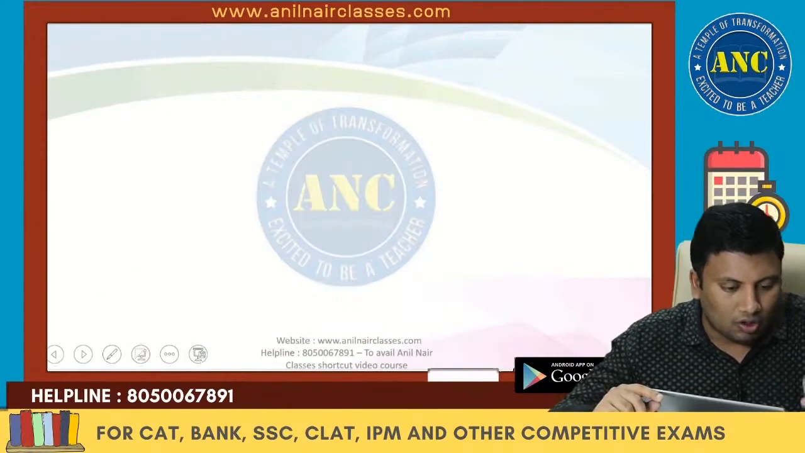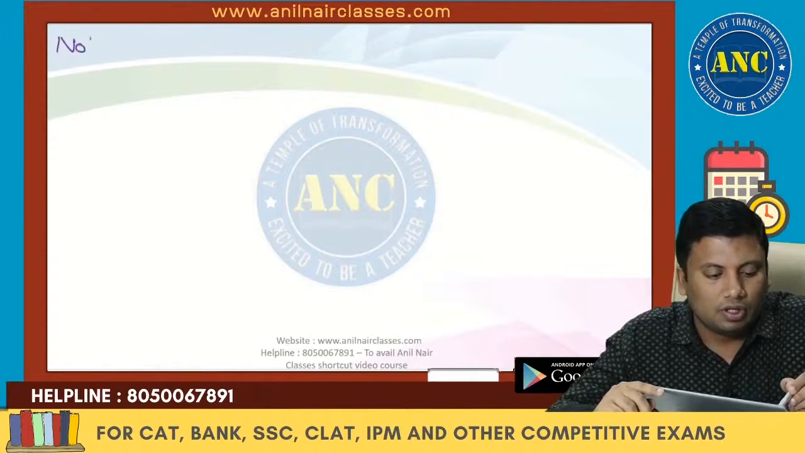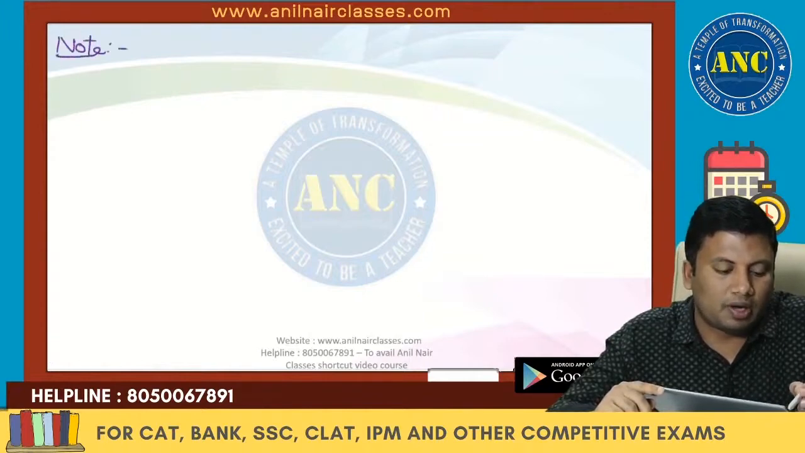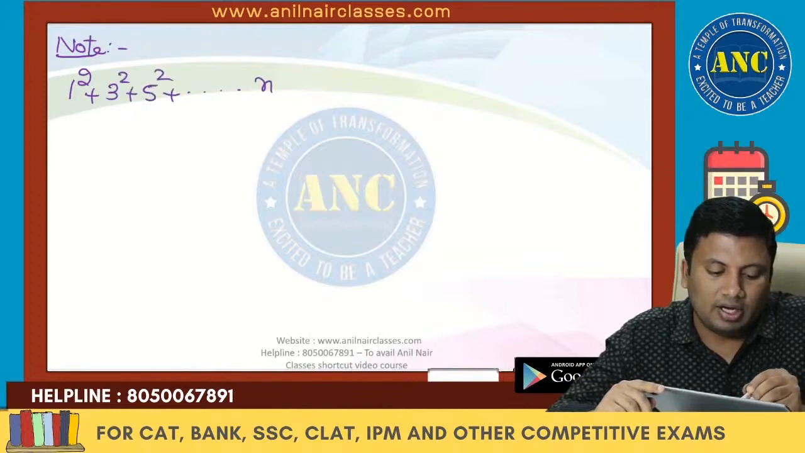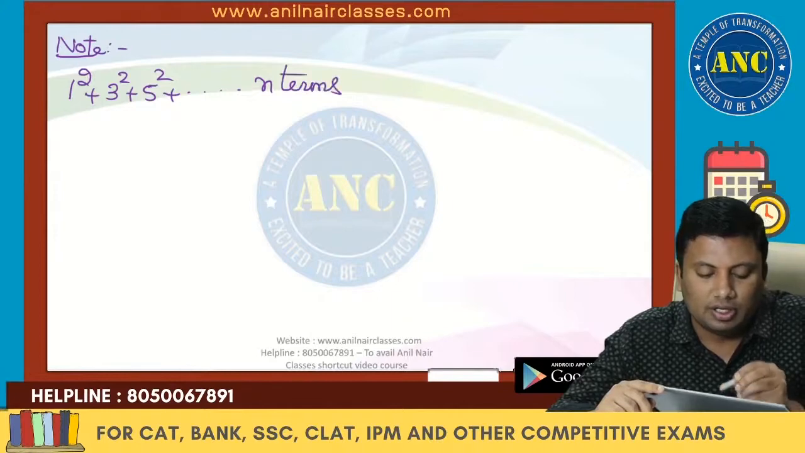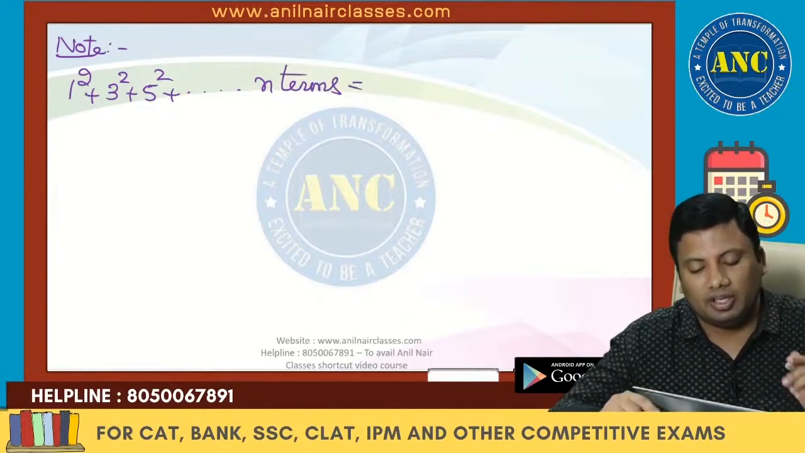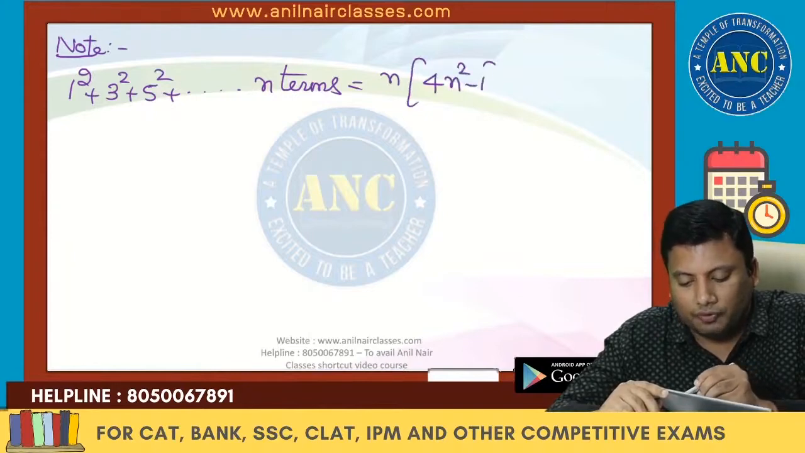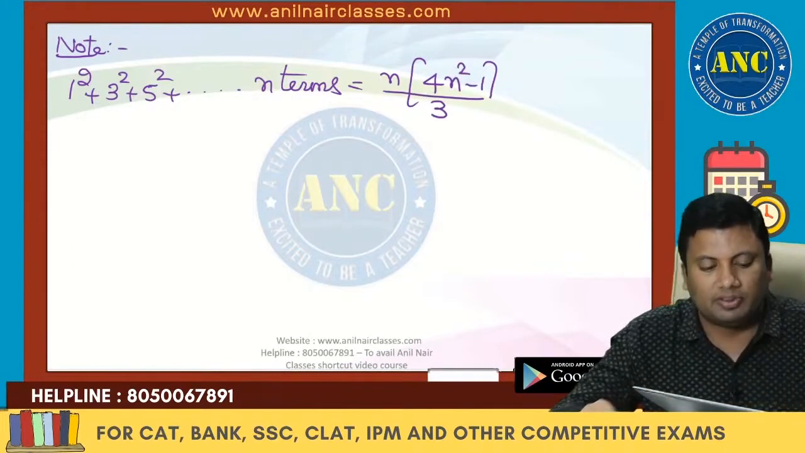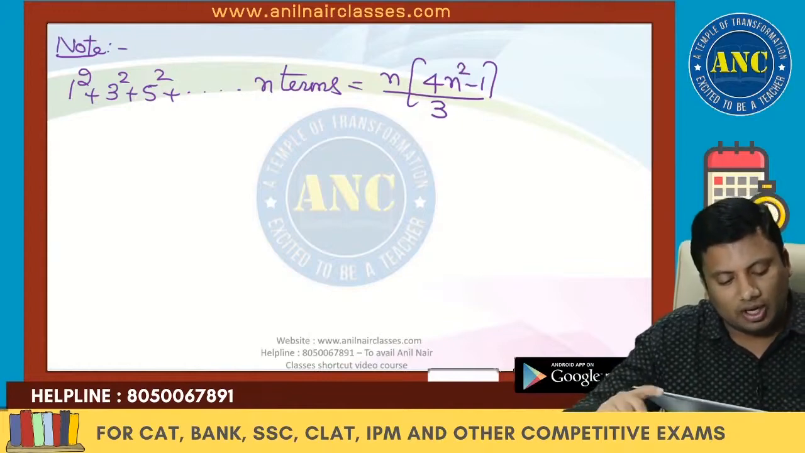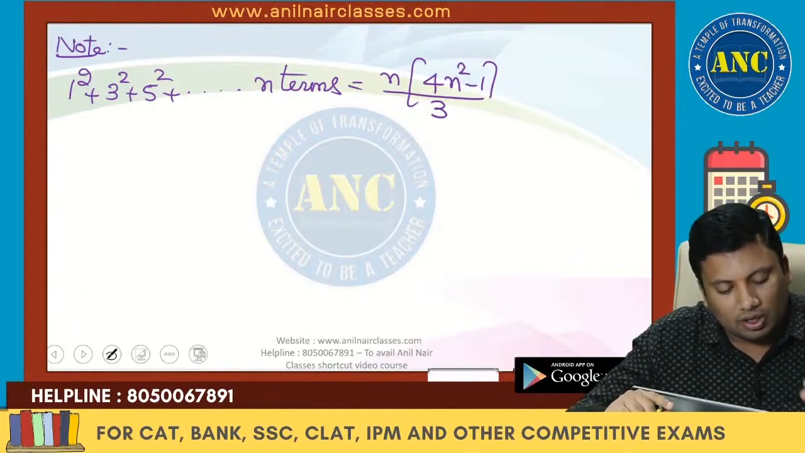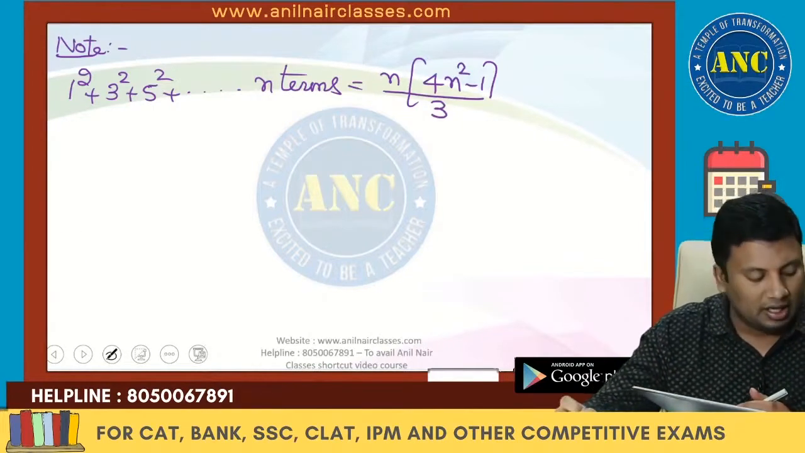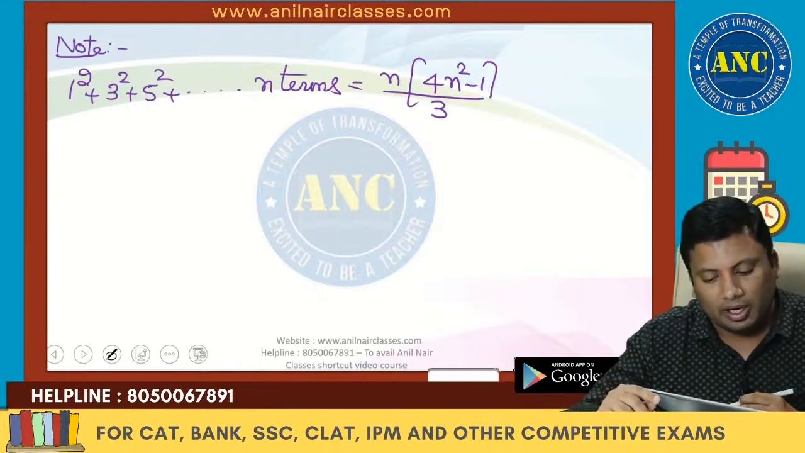Next note, please write down. This is something which probably you might not know. 1 square plus 3 square plus 5 square and so on up to n terms, the sum of the squares of the odd terms, is given by n into 4n square minus 1 by 3.